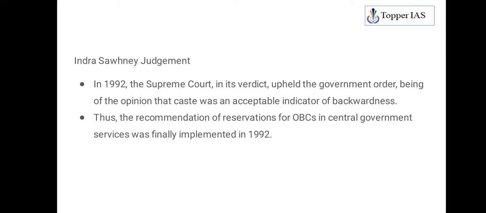Okay. Then basically 1992 case, Indira Sawhney case, also famously known as Mandal case. Okay. So what is this case related to is, Supreme Court in this case has upheld reservation for backward classes. Okay. So it has upheld the government order, being of the opinion that caste was an acceptable indicator of backwardness and reservation for backward classes was accepted. So Supreme Court said that it is constitutionally valid. Okay. So this is what the Indira Sawhney case is related to. Remember, upholding validity of 27% reservation for OBCs.